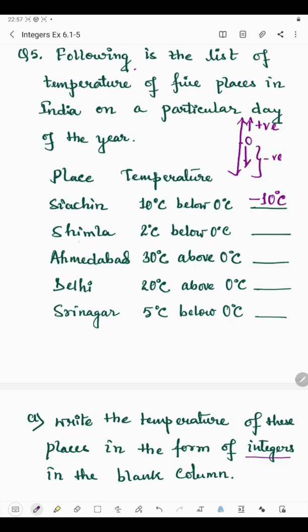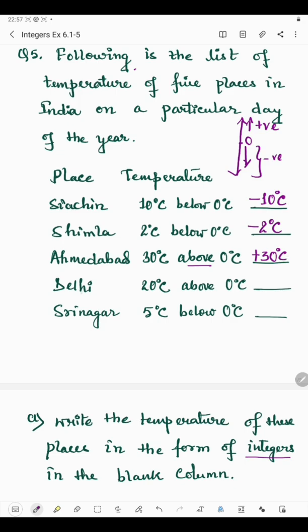Okay. Now Shimla's temperature is 2 degrees Celsius below 0 degrees Celsius. So below is there. If below is given, that means we will have to represent the integer in negative form, negative integer. So here it will be minus 2 degrees Celsius. Now Ahmedabad's temperature is 30 degrees Celsius above 0 degrees Celsius. So above means we will represent this as positive integer. So 30 degrees Celsius above 0 degrees Celsius is plus 30 degrees Celsius.